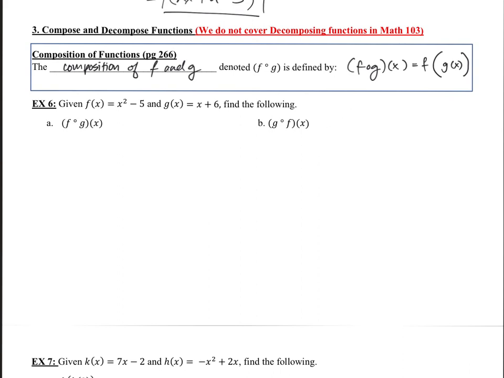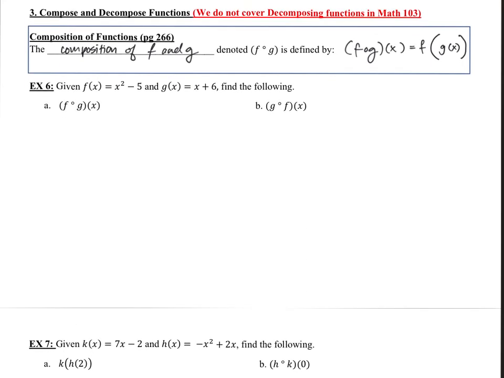So instead of just a number this time, you're playing with two functions. So let's take a look at some actual applications. Given f of x equals x squared minus 5 and g of x equals x plus 6, find the following.